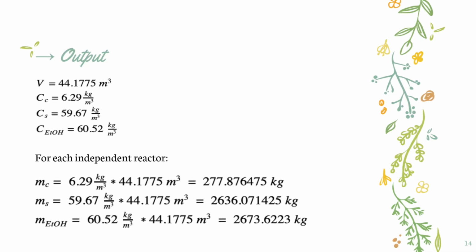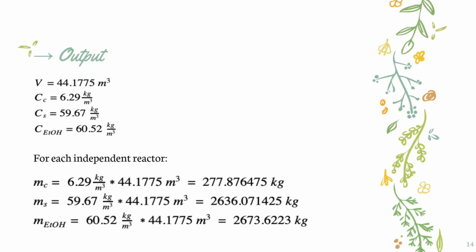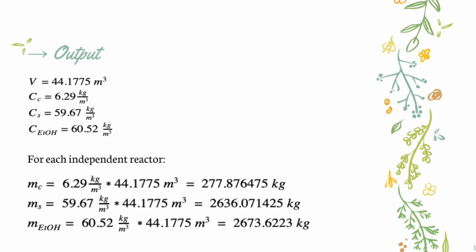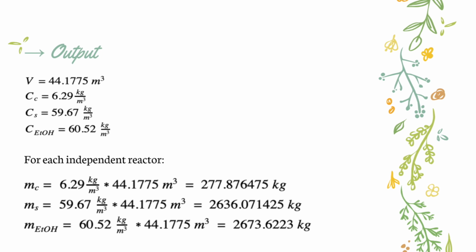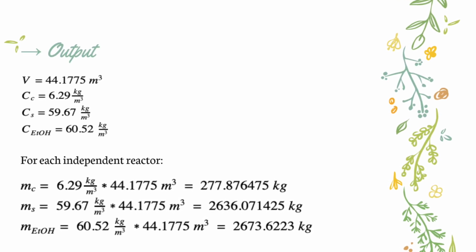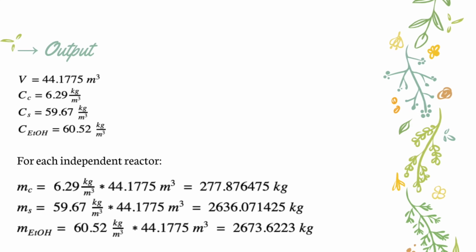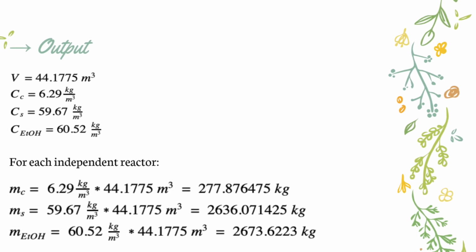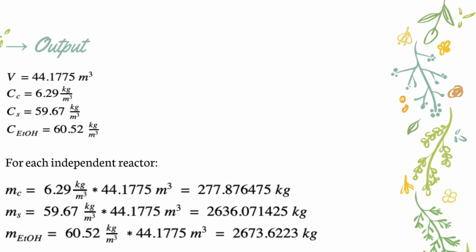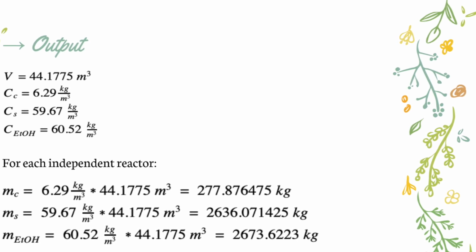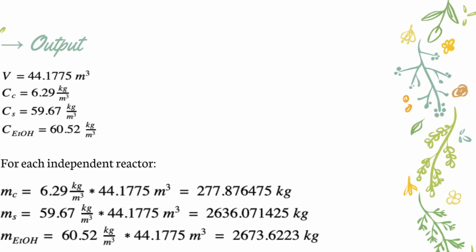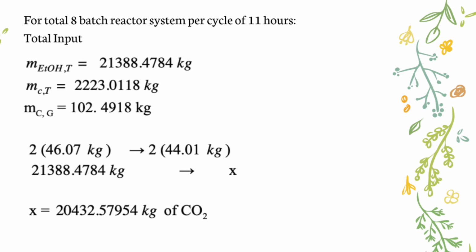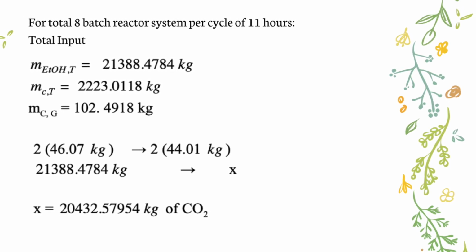Output. For the mass of the product, the remaining substrate, and the total growth of the enzymes, we repeat the same process multiplying by the volume. So for each independent reactor, the mass of the enzymes is 277.876475 kilograms. The mass of the sugar is 2,636.071425 kilograms, and the mass of the ethanol is 2,673.6223 kilograms.